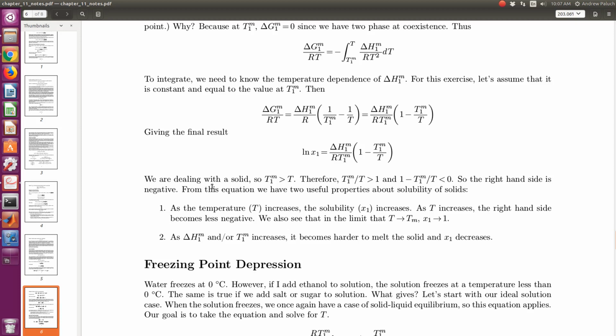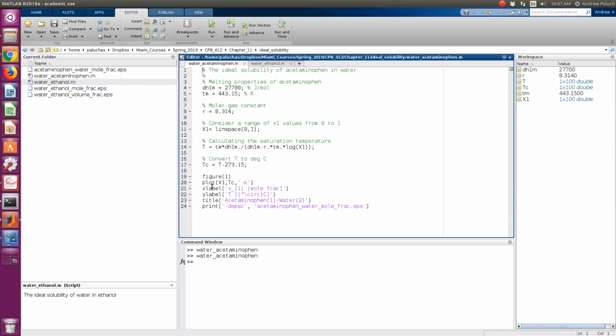Okay, and so then there's a couple of MATLAB scripts I provided. The first one is just labeled water acetaminophen, so looking at the solubility of acetaminophen in water. Acetaminophen is going to be solid at room temperature, and so I have its enthalpy of fusion, or enthalpy of melting, 27,700 joules per mole, so 27.7 kilojoules per mole. It has a melting point temperature of 443.15 Kelvin. So it melts at a temperature much greater than 298.15, than room temperature.